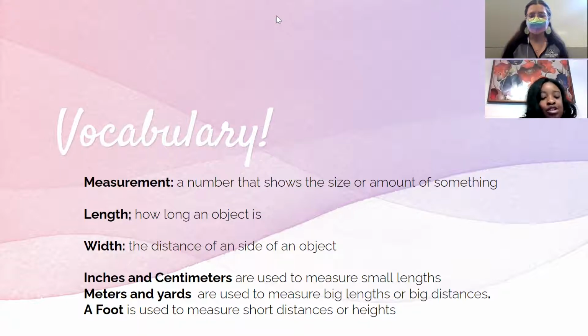And then we have our tools. So on the ruler, we have the inches and the centimeters, and they're used to measure smaller objects. And then we have the meters and the yards, and they are used to measure big lengths or distances. And when we measure a foot, we use our tape measure, and that's to do short distances. And we can also do height, so like how tall someone is.